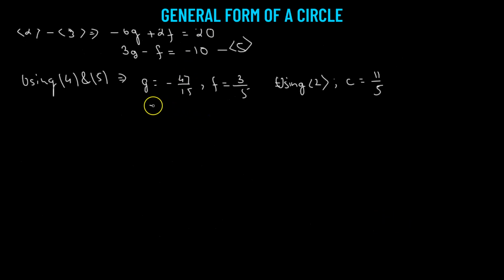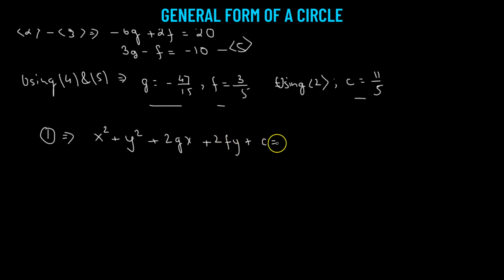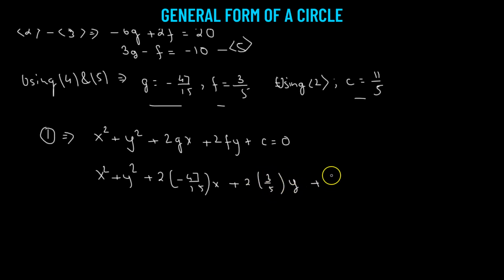Now that we have obtained the values of g, f and c, we will go back to our original equation, equation number 1. Let's write it down. We assume the equation to be x² + y² + 2gx + 2fy + c = 0. Let's substitute all these values. So we get x² + y² + 2 times (-47/15) times x + 2 times (3/5) times y + 11/5 = 0.